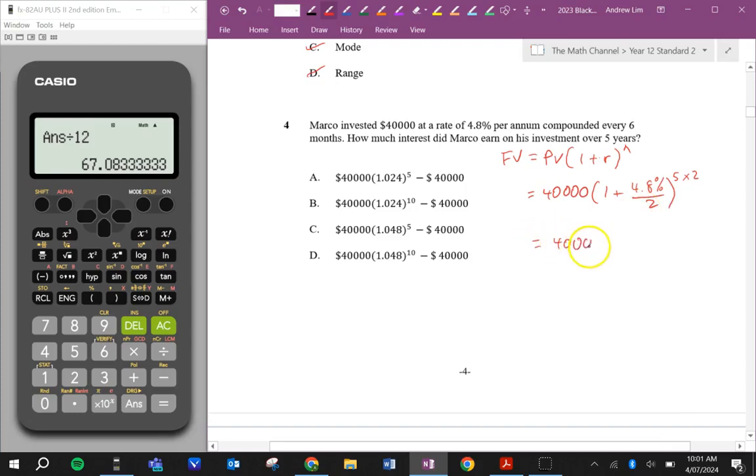So that's 40,000 times 1.024 to the power of 10. So that's our future value, but the question asks how much interest he earned. So interest is future value minus present value, which is just that minus the 40,000. So the answer should be B.